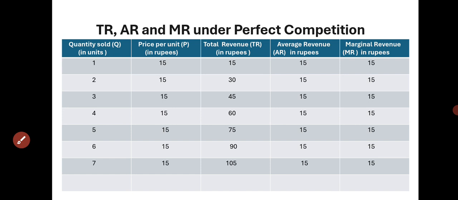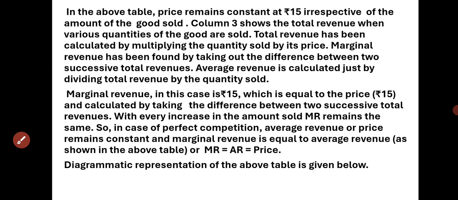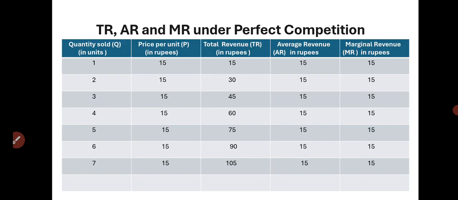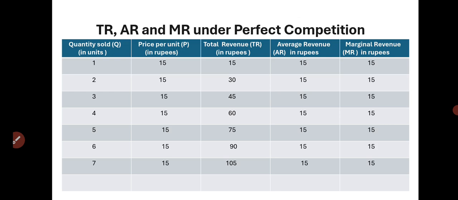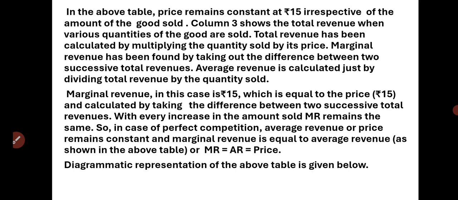Next, you see, we will elaborate on it. In the above table, price remains constant at 15 rupees irrespective of the amount of the goods sold. Whatever may be sold, price remains constant at 15 rupees, right? Then column 3 shows the total revenue when various quantities of the good are sold. In column 3, we have represented the total revenue. Total revenue has been calculated by multiplying the quantity sold by its price.